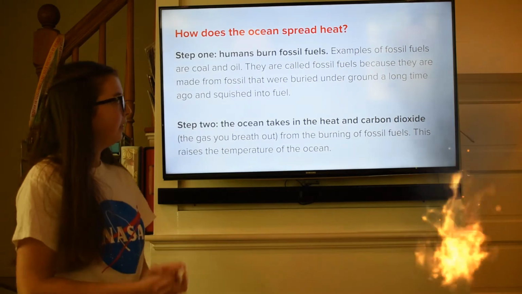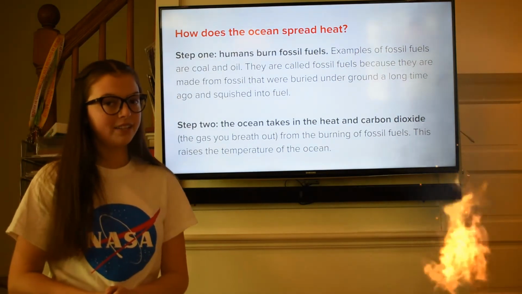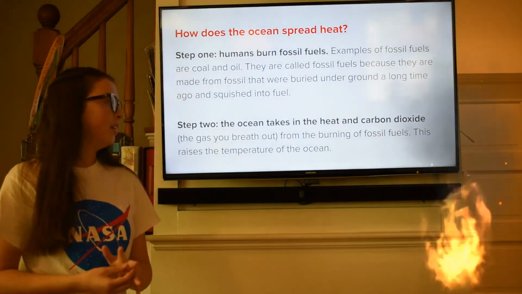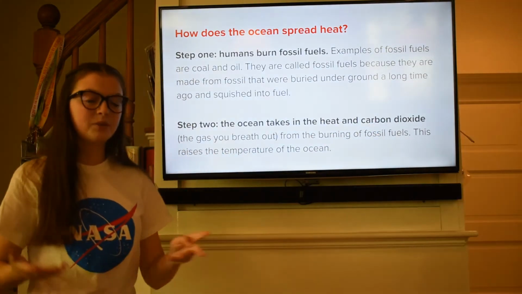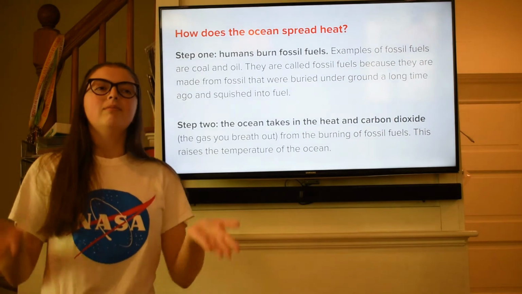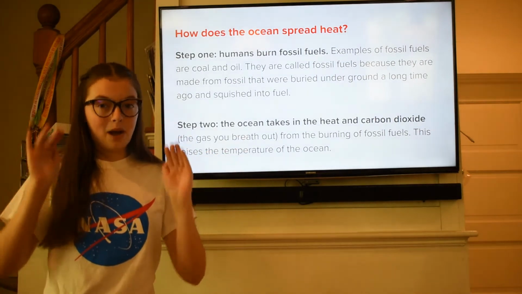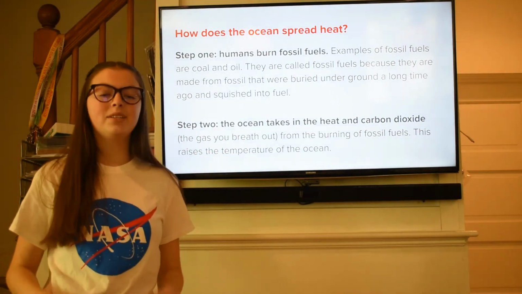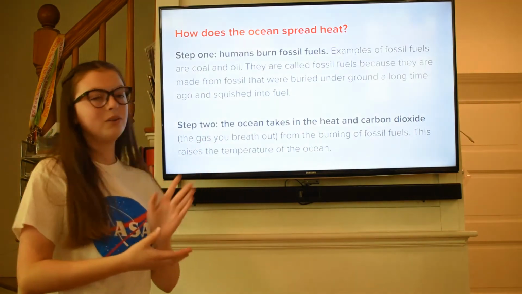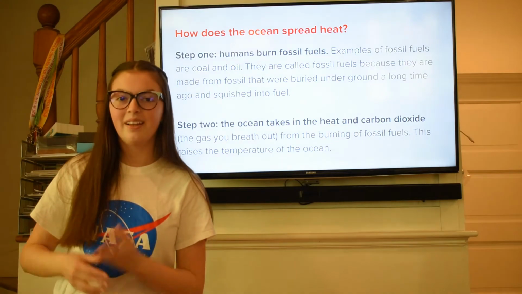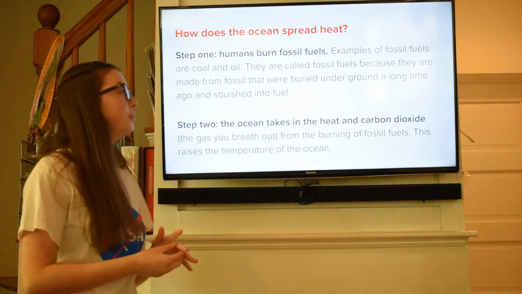So coal and oil are examples of things that humans burn for energy, and when we burn those, they release heat and carbon dioxide. So when you breathe in oxygen, you breathe out carbon dioxide. And that carbon dioxide that you breathe out comes out of your mouth, but it also comes out when you burn a fuel, a fossil fuel.